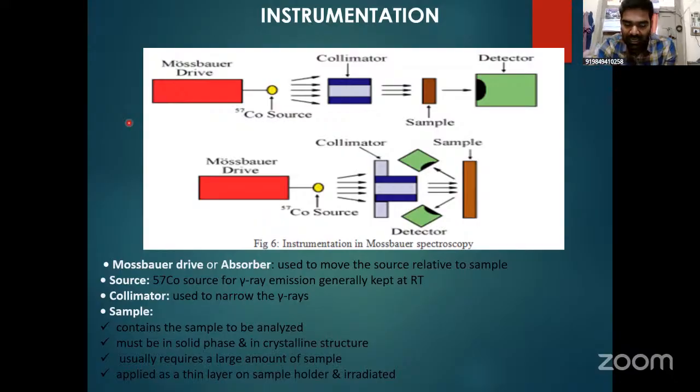It stays there and it will release. From that state, the 57 Fe nucleus reaches the ground state by emitting a low energy gamma ray of 14.4 kilo electron volts. It reaches the ground state by releasing 14.4 kilo electron volts.